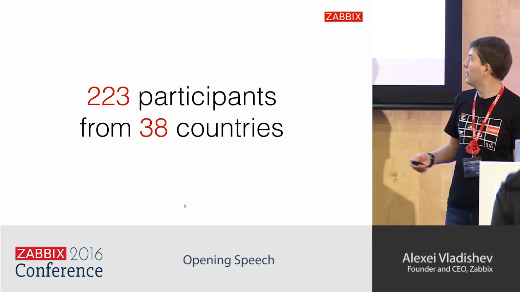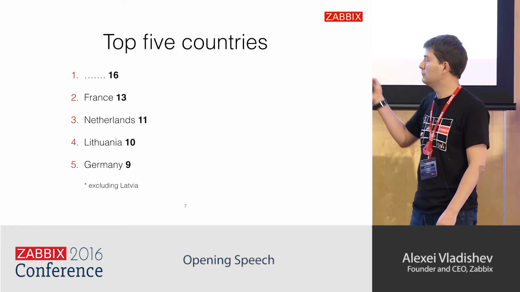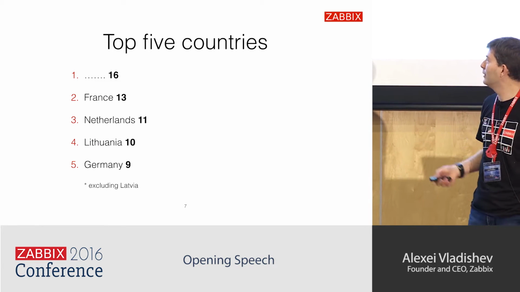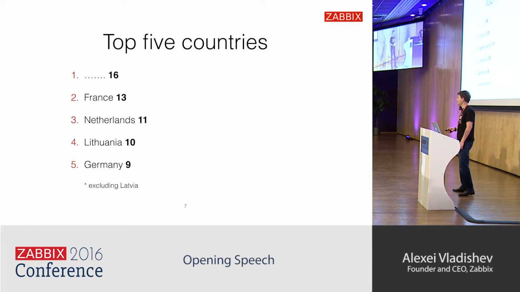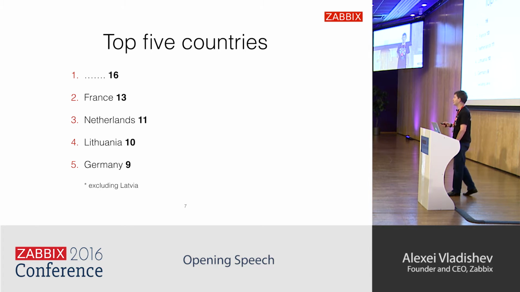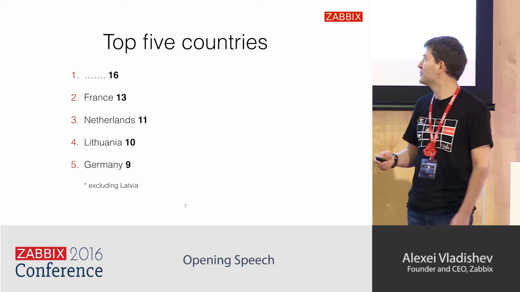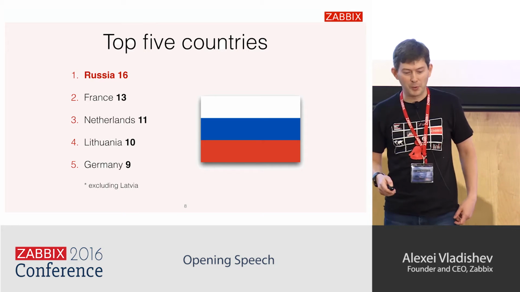And this is how the top 5 countries look. Germany, 9, Lithuania, 10, Netherlands, 11. We've got 13 people from France. Oh, that's very nice. And who's number 1 this year? Last year it was Estonia. This year, any guesses? Russia. No, not Japan. Yes, it's Russia. So 16 people from Russia.